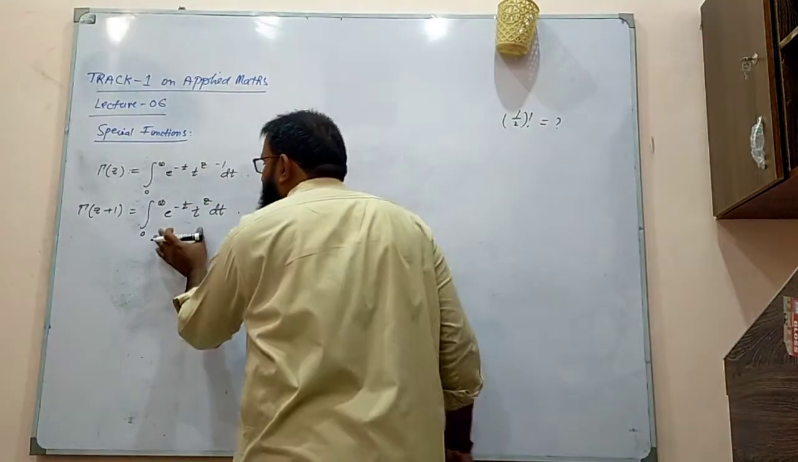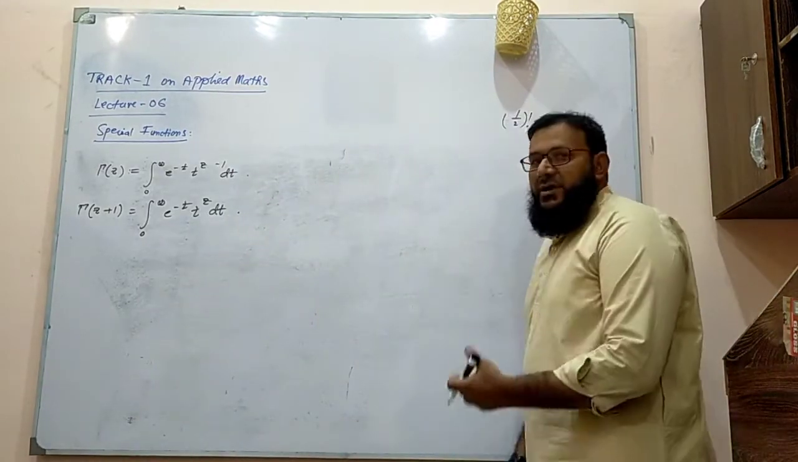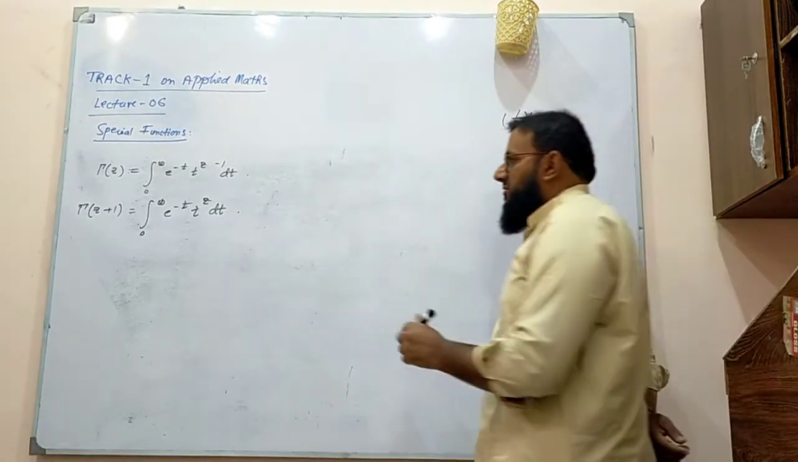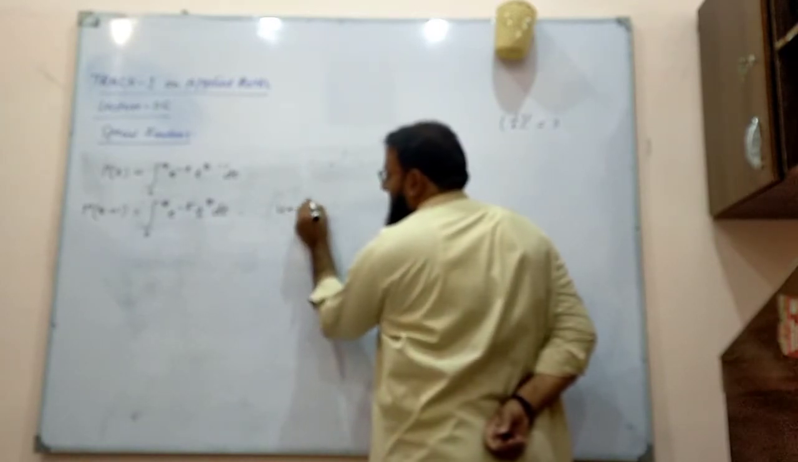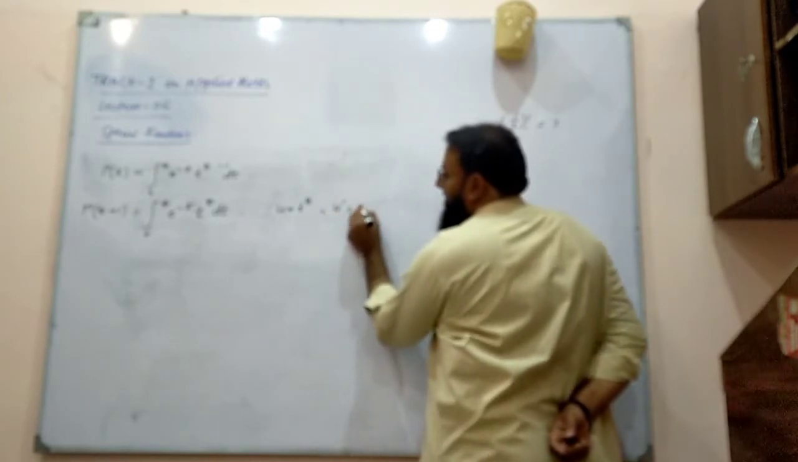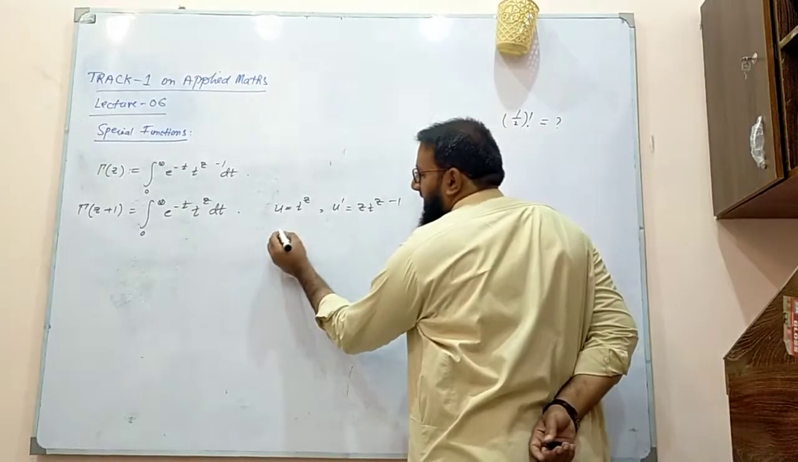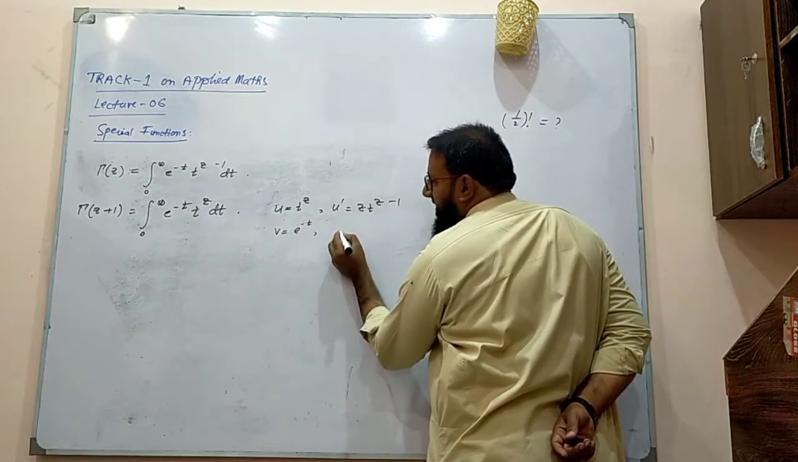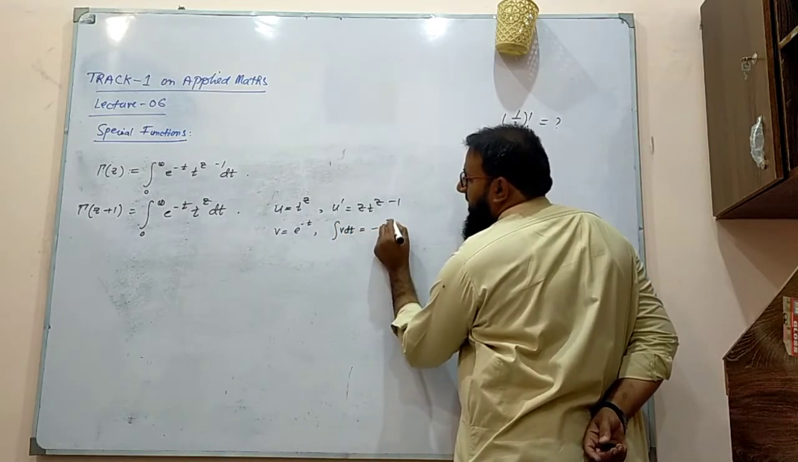Can we solve this with the help of integration by parts? Sure. What should be my u and what should be my v? Inverse exponential, so my u should be algebraic, I think t power z. So u prime would be z t power z minus 1. And my v is going to be e power minus t, and my integral of v is going to be minus e power minus t.